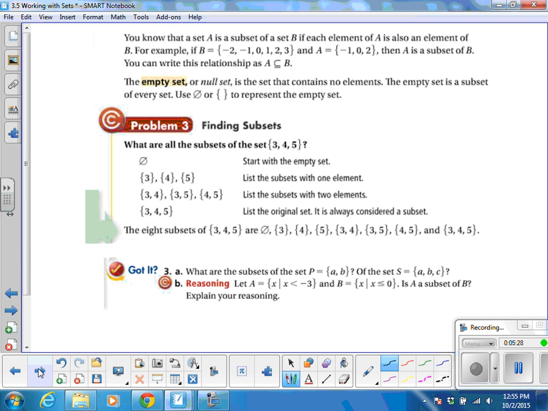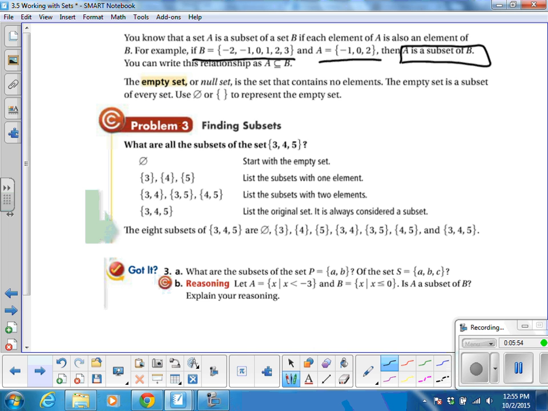You know that a set A is a subset of set B if each element of A is also an element of B. So if it's all included, you can say that it indeed is a subset. For example, if the set B is -2, -1, 0, 1, 2, and A is these numbers right here, and they're included in there, we could say that A is a subset of B.